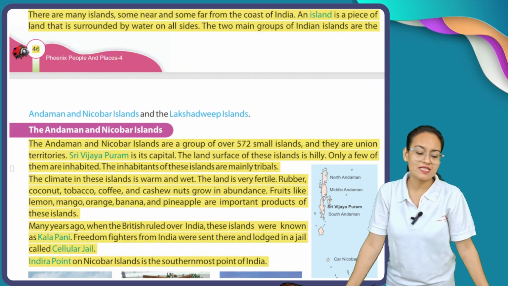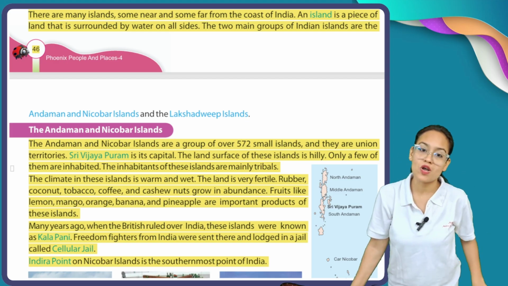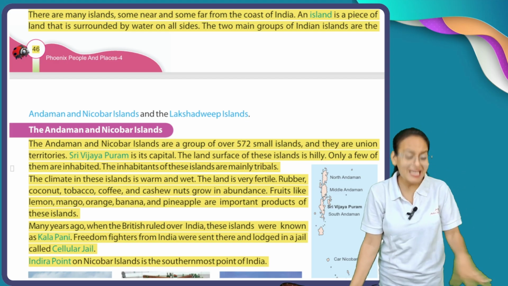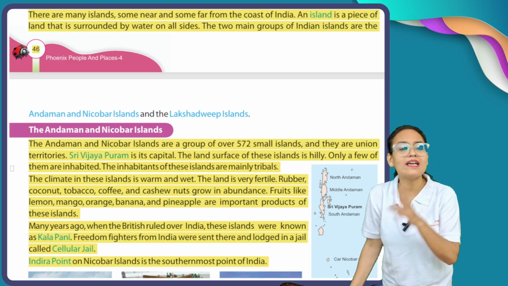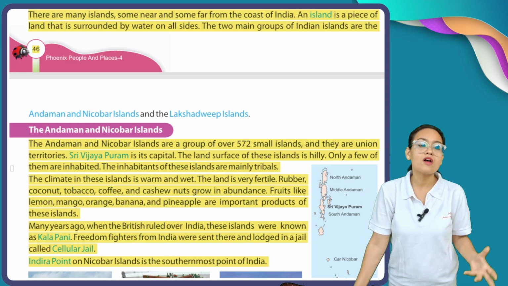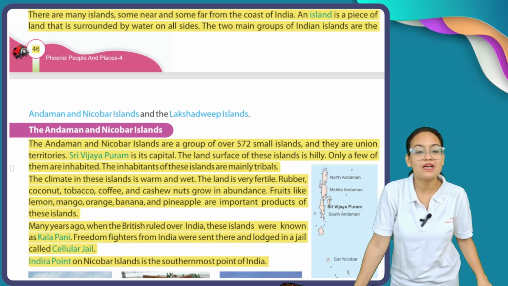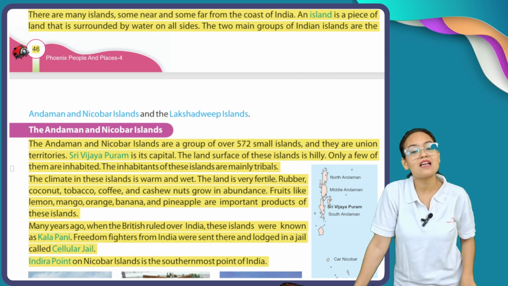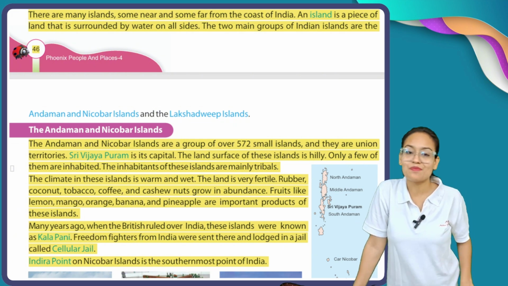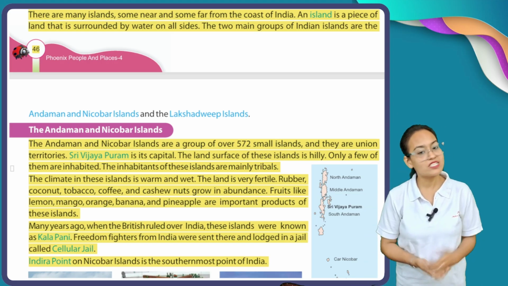Now you can see Andaman and Nicobar Islands are the group of 572 small islands. But in all these 572 islands, only 10 or 20 islands are suitable for people. Okay, only on these islands people live. So the people who live in Andaman and Nicobar Islands are 95% tribal people. Okay. The climate in this island is warm and wet.